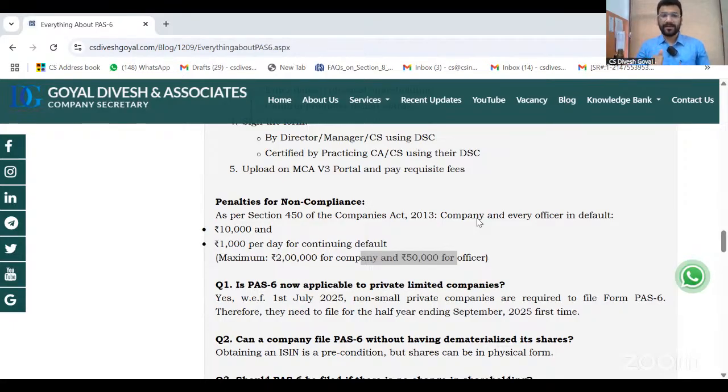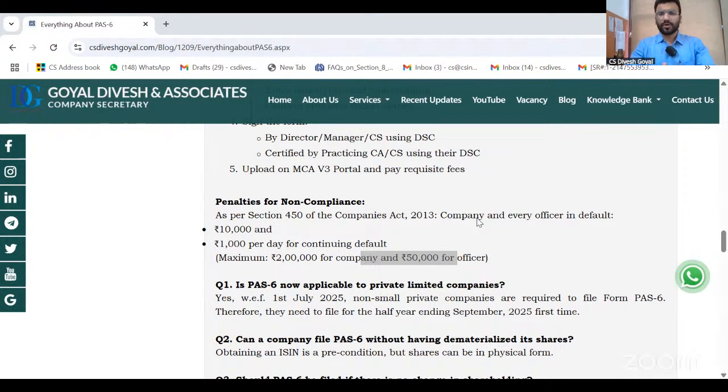Now the question arises, if we are having more than one ISIN, whether we have to file one PAS-6 or more than one PAS-6. So earlier, in the MCA V2 version, if you had more than one ISIN, a separate form was required for each ISIN. But in the MCA V3 version, for as many ISINs as you have, you have to file a single PAS-6. In a single PAS-6, you can mention all the ISINs. But make sure that if by chance you have filed the PAS-6 and missed mentioning the information of any ISIN, then you will not be allowed to file one more PAS-6. So make sure when you are filing the PAS-6, you mention all the ISINs.